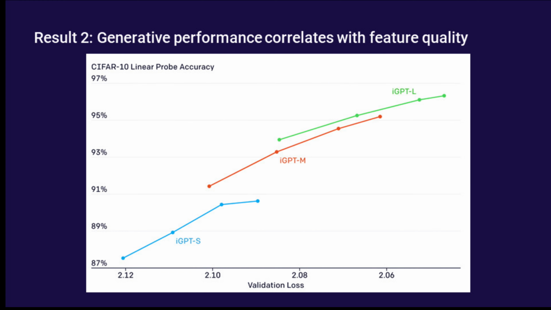Our next result is that generative performance correlates with feature quality. Here we see a different graph. On the x-axis, we have validation loss, and it's decreasing as we go to the right. And on the y-axis, we have CIFAR10 linear probe accuracy. You'll notice a few lines here, a blue line, a red line, and a green line. And each of these lines tracks a model throughout generative pretraining. These dotted markers that you're seeing are different checkpoints at steps 131K iterations, 262K iterations, 524K iterations, and 1,000,000 iterations. And you can see that these positive slopes suggest a link between improved generative performance and improved feature quality.